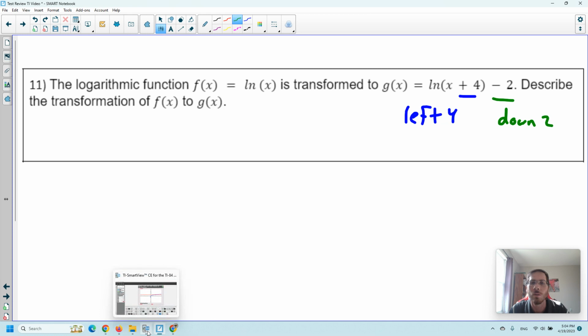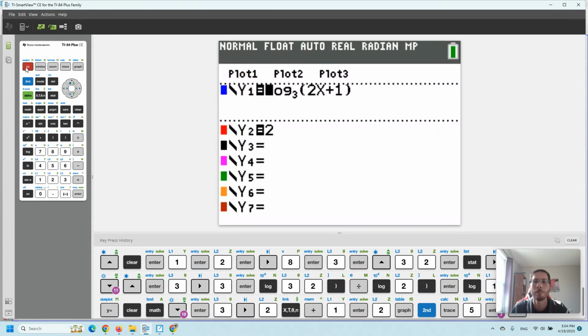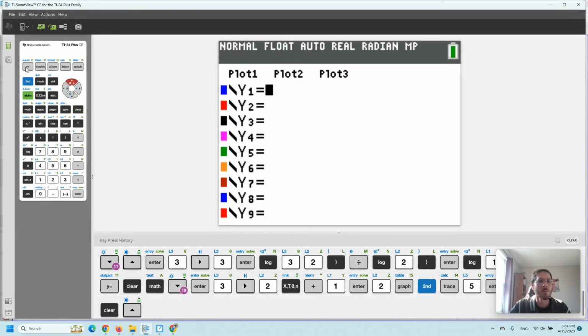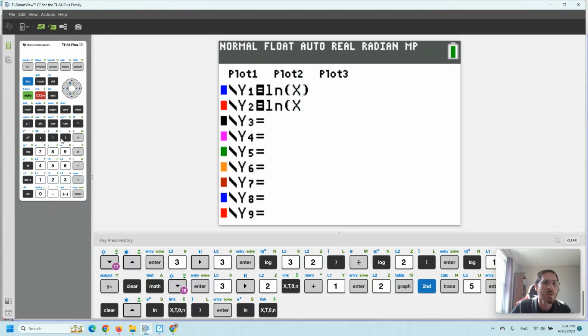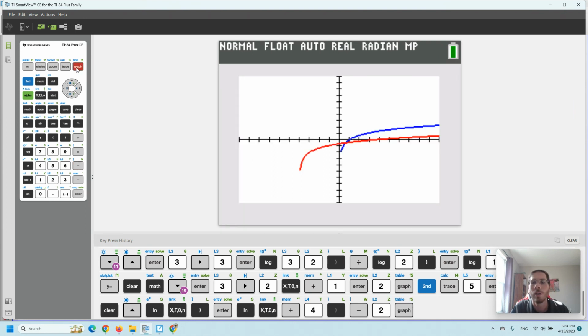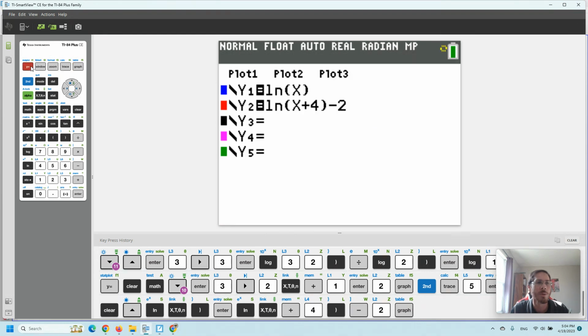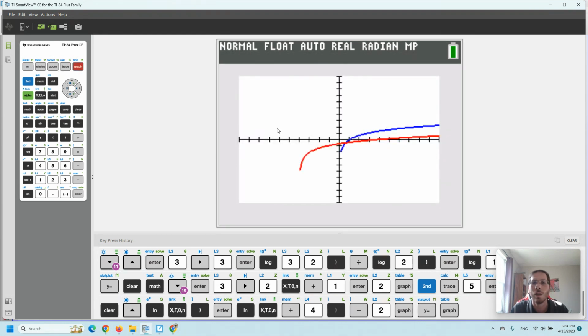Again, if we want to double check it, ln x and y1. Ln x. Ln x plus 4 minus 2. Then we can graph it. And we can see from the blue curve to the red curve, because if we look again, blue is the original. We can just look at the starting point. So it goes over 4 to the left, and it goes down 2. 1, 2, 3, 4. That looks kind of weird.